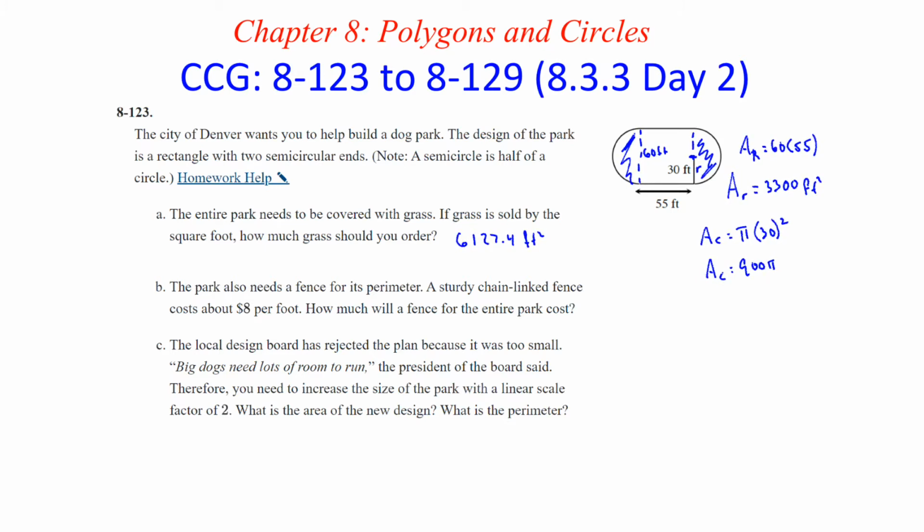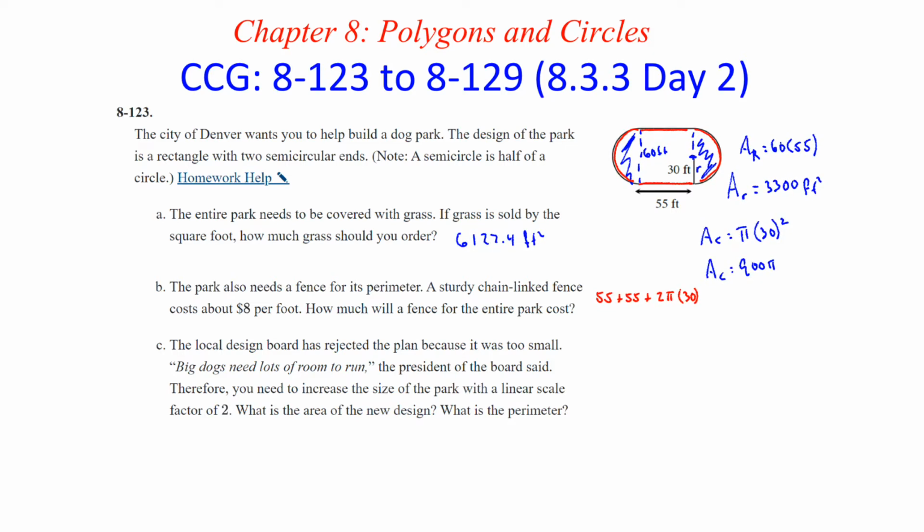Now in part B, it says the park also needs a fence for its perimeter. A sturdy chain link fence costs about $8 per foot. How much will a fence for the entire park cost? So now we're looking for the perimeter. So we have 55 here, 55 here, and then once again, half of a circle will create the full circle circumference. So we have the rectangle, which is just going to be 55 plus 55 plus circumference is 2 pi r, so 2 pi times the radius.